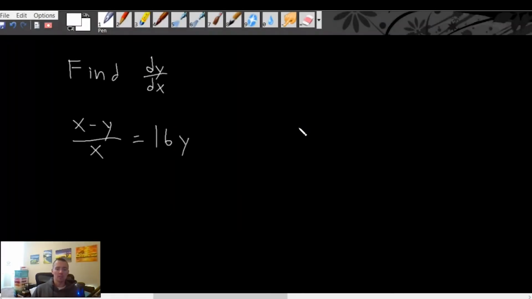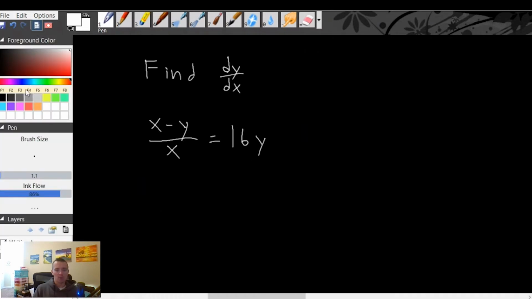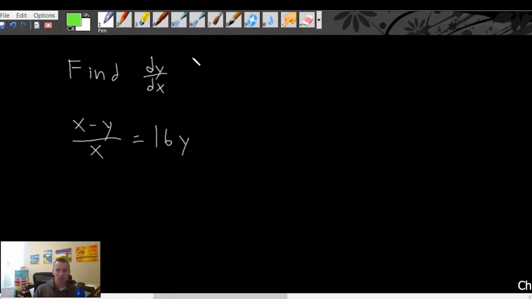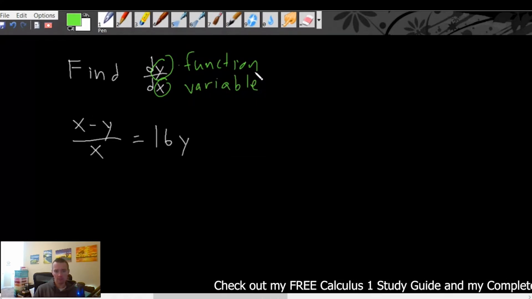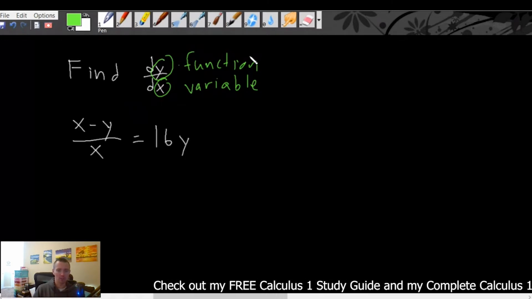So again, just like we did in the last example, first thing you want to think about: what is your function? What is your variable? Well, since we have a y on top here, y is going to be our function. And we have an x on the bottom, x is our variable. That's all there is to it. Whatever is on bottom is your variable, whatever's on top is your function.